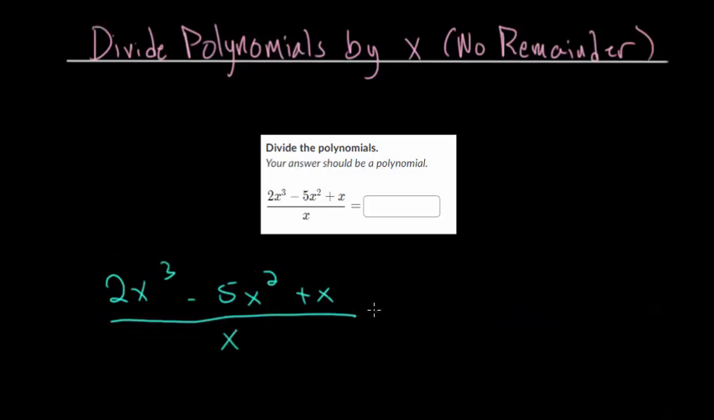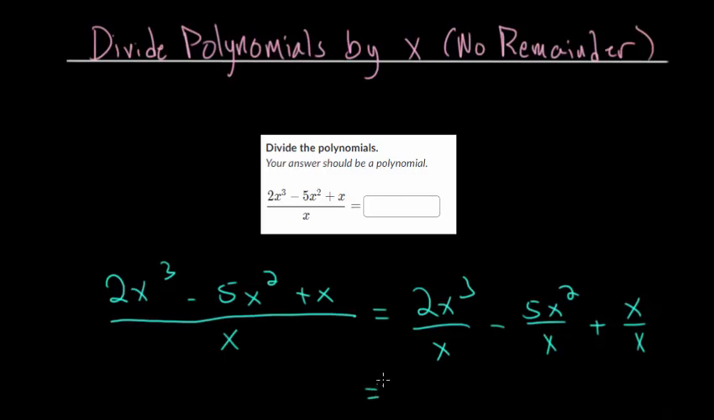three of these terms. So one thing you can do is separate them into their individual fractions. So 2x cubed divided by x, let's just write that. And then we have minus 5x squared divided by x, and then plus x divided by x. This way, each term from this polynomial in the numerator is divided by x. And from here, it's easier to see how it simplifies.